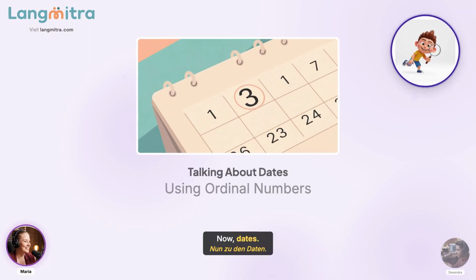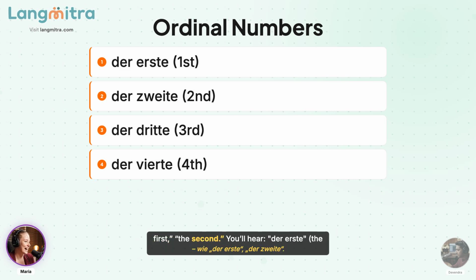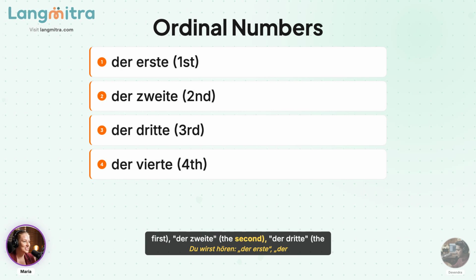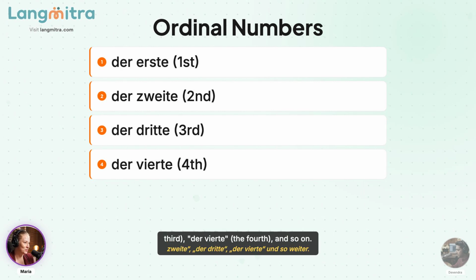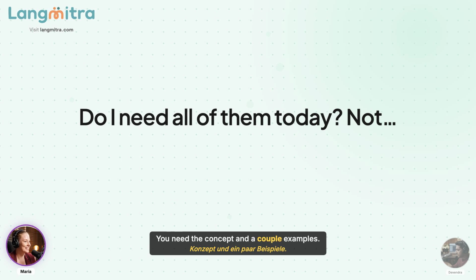Useful. Now dates. In German, dates often use ordinal numbers, like the first, the second. You'll hear der erste, the first, der zweite, the second, der dritte, the third, der vierte, the fourth, and so on. Do I need all of them today? Not all. You need the concept and a couple examples.